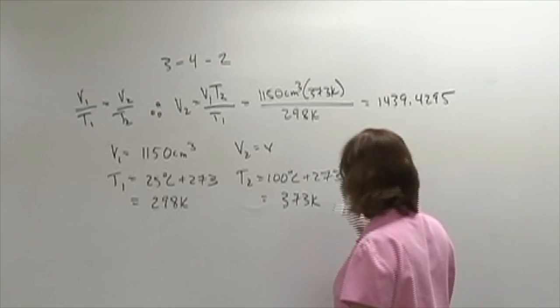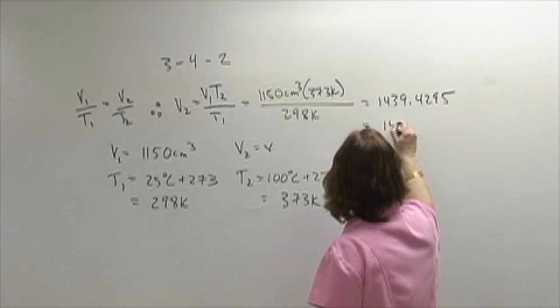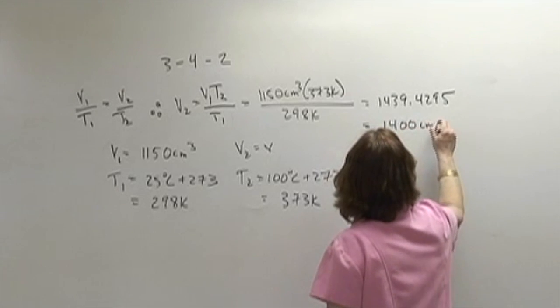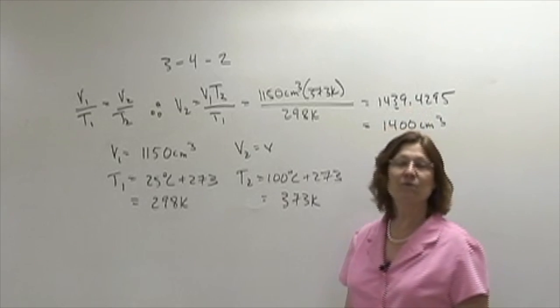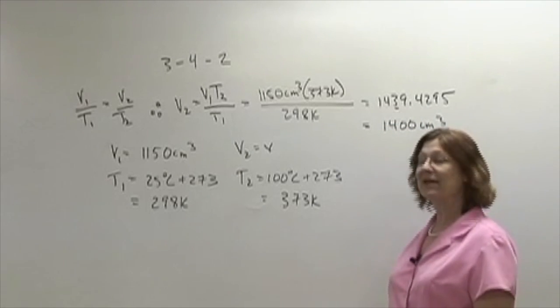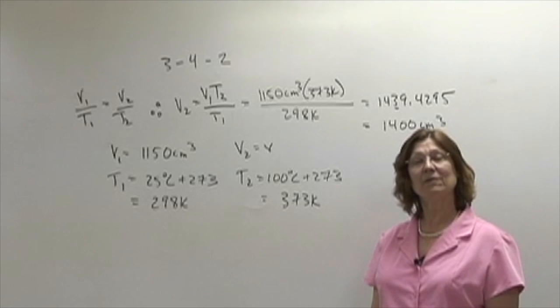Then I go back to my original problem and see how many significant digits must be my answer. And the answer is 2. And therefore, I have 1,400 centimeters cubed, because the 3 does not round the 4 up. And that's how you do Charles' Law problems.